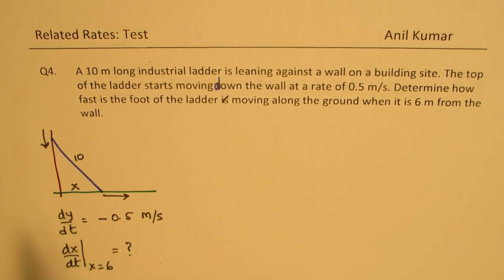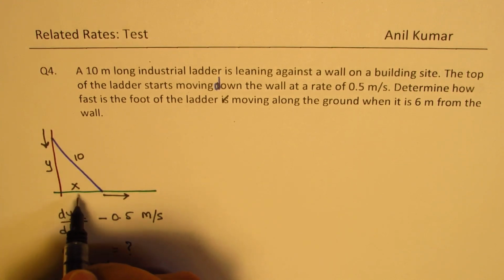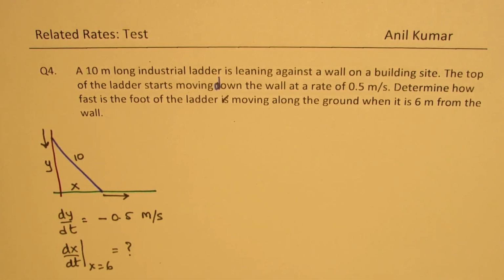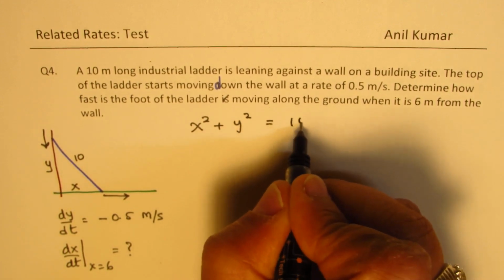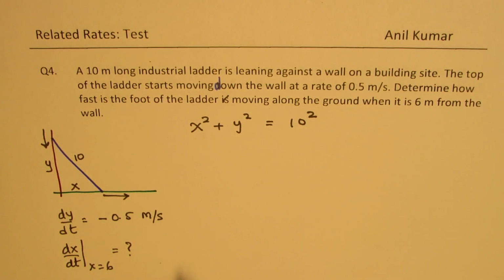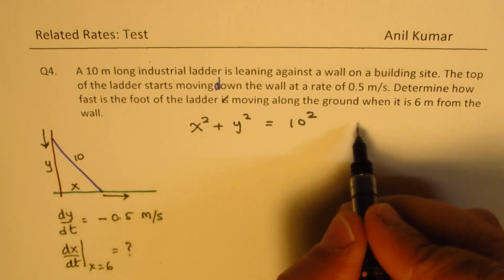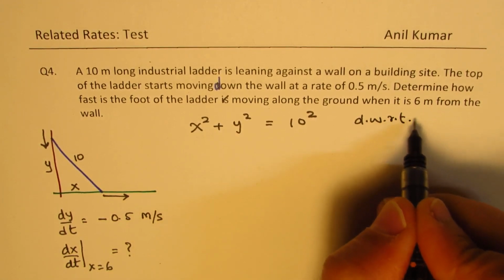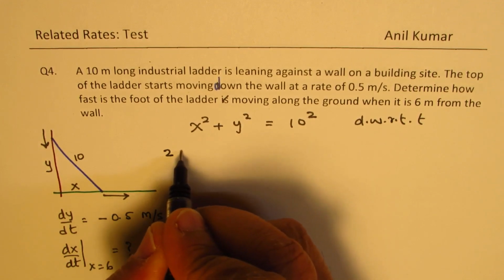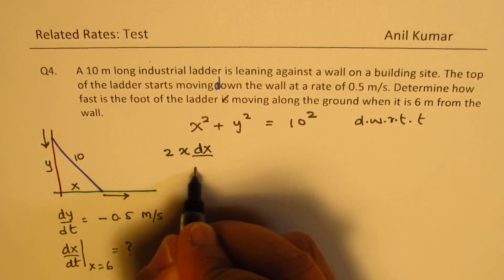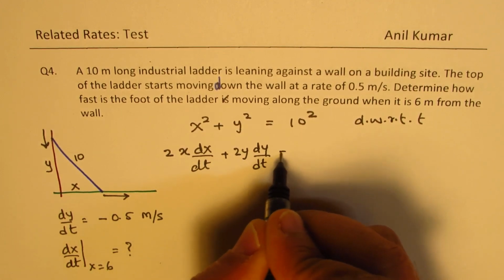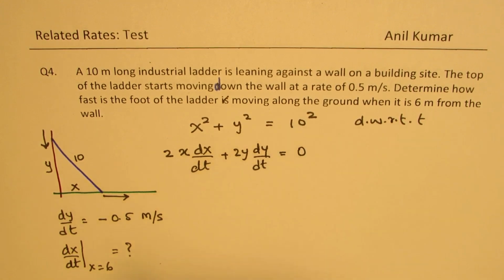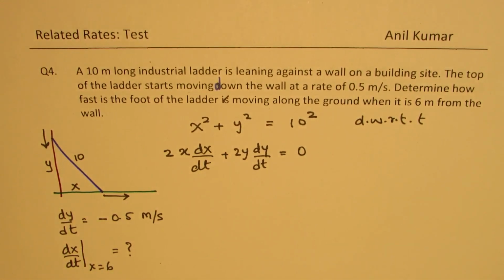Now, in this case, we are using y and x and a fixed length of 10. So the relation which connects them is x squared plus y squared equals 10 squared. Okay, so that is the relation. We differentiate with respect to time. So we get 2x dx/dt plus 2y dy/dt is equal to 0, since the derivative of a constant is 0.